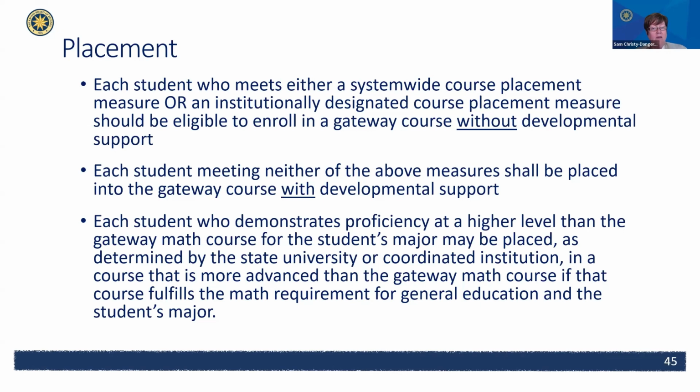And then finally, this is something that we haven't yet talked about. Each student who demonstrates proficiency at a higher level than the Gateway Math course for the student's major may be placed, as determined by the state university or coordinated institution, in a course that is more advanced than the Gateway Math course if that course fulfills the math requirement for the general education and the student's major. So think about programs like engineering and architecture. They require calculus from that first semester. Students who need to take that and who are able to place into calculus from the get-go should not be required to first take college algebra.